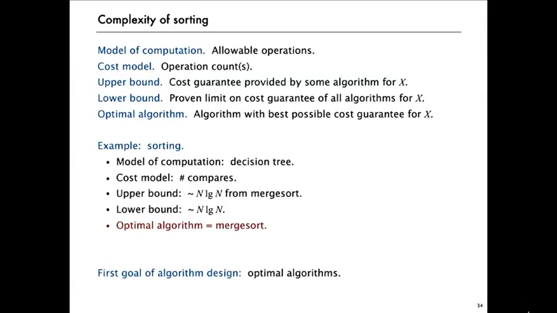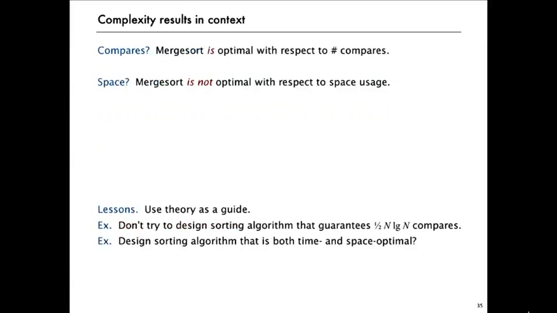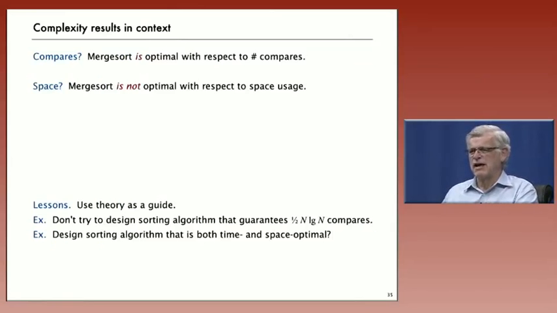That's the first goal of algorithm design, to try and find optimal algorithms for the problems that we need to solve. Now, you have to take these results in context. Really what we proved is that merge sort is optimal with respect to number of compares, but we already know that it's not optimal with respect to space usage. Merge sort uses extra space proportional to the size of the array it has to sort. And simple algorithms like insertion sort don't. They don't use any extra space at all.